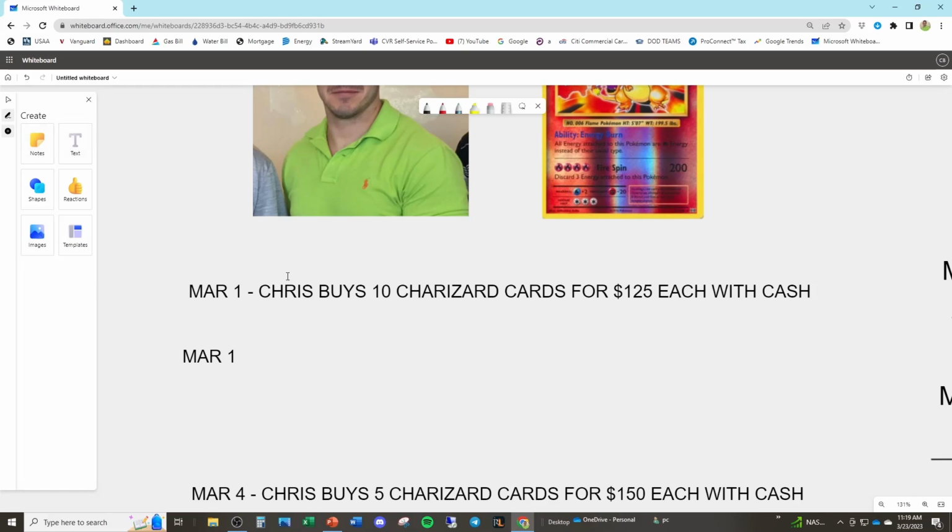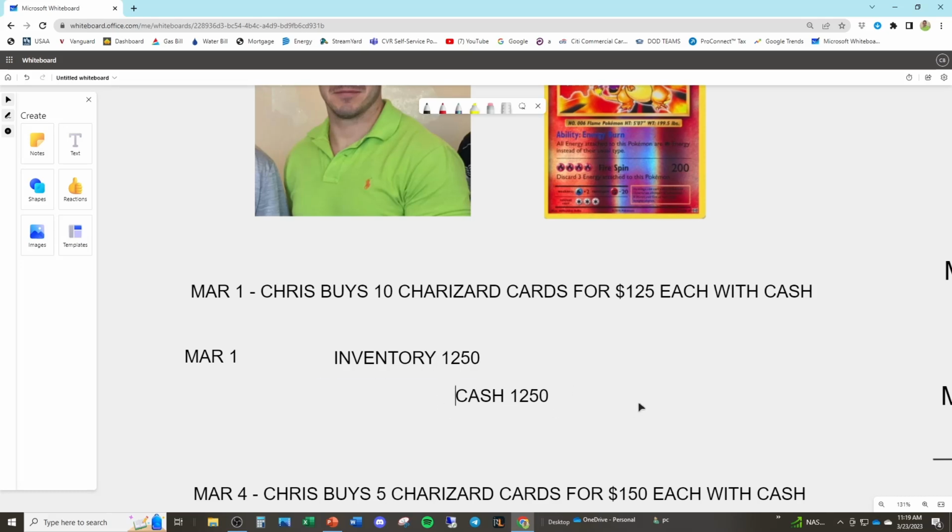So we debit inventory because we are increasing an asset by $1,250, which is the total cost of the 10 Charizard cards that we bought. How much cash did we spend? Well, we spent the same amount in cash. And since we spent cash, we credit cash because it's leaving the business. And now we have our first journal entry.